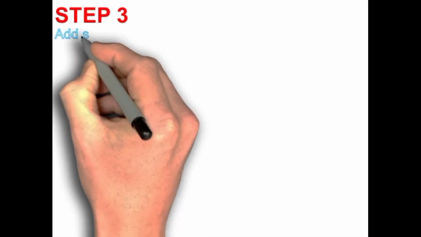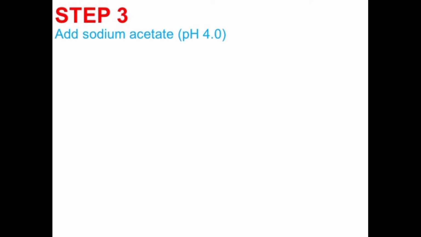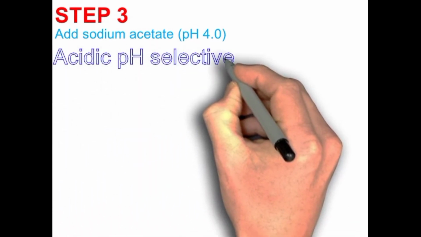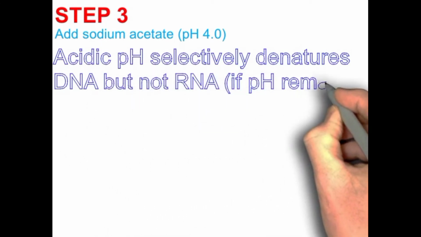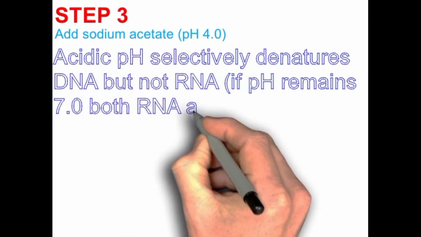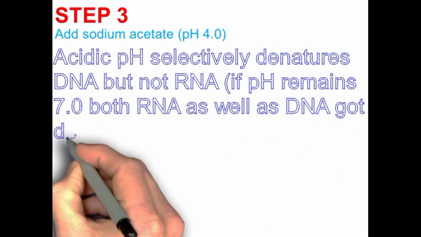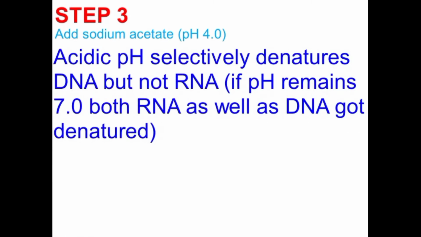Step 3. Add sodium acetate pH 4.0. Acidic pH selectively denatures DNA but not RNA. If pH remains 7, both RNA as well as DNA get denatured.